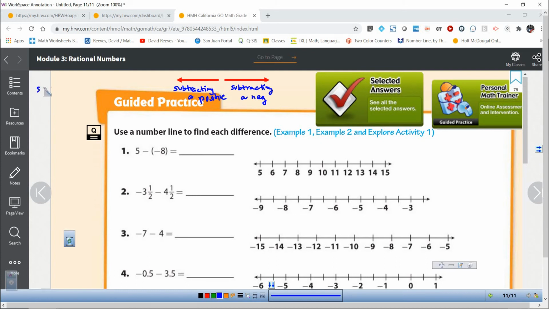And another thing to remind you of, subtraction is equivalent to adding the opposite. So many times we simply change a subtraction problem to adding the opposite, and then we just go back to what we learned to do with addition.